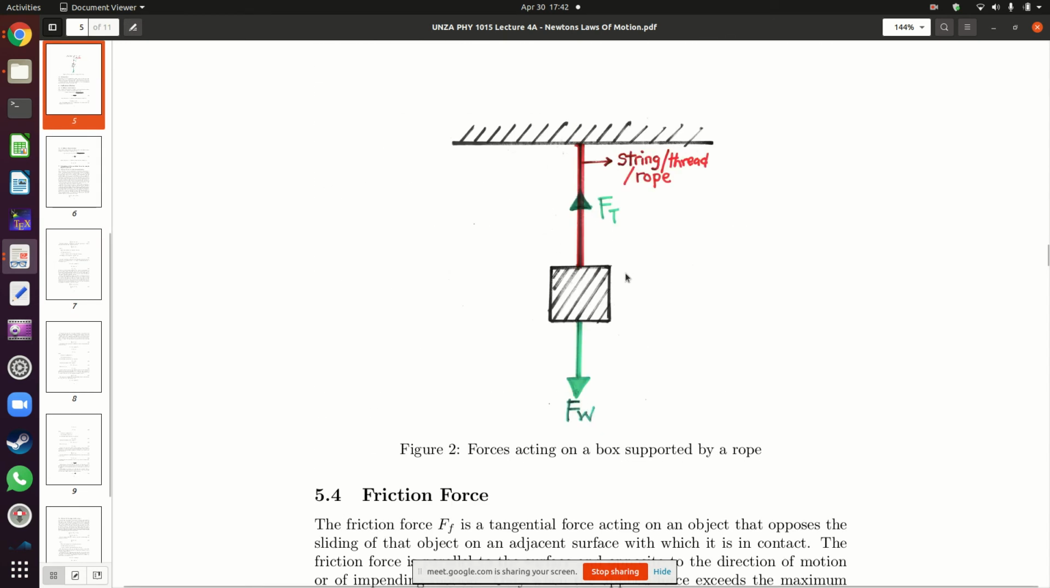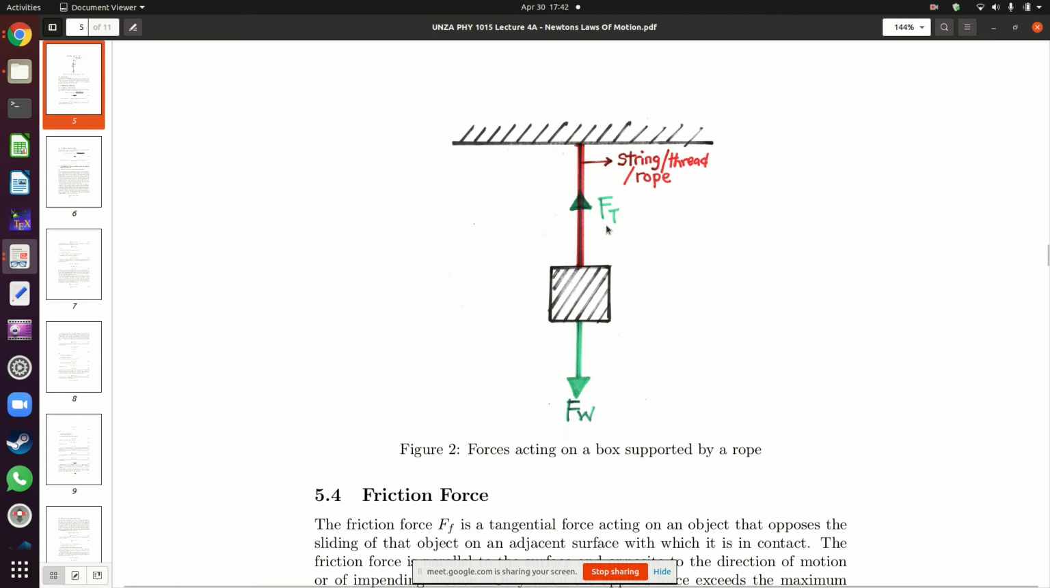So when you look at figure 2 here, there are clearly only two types of forces present. The mass has weight, and the weight of the mass is pointing down. Then this rope has tension in it. The tension is pointing up like that.